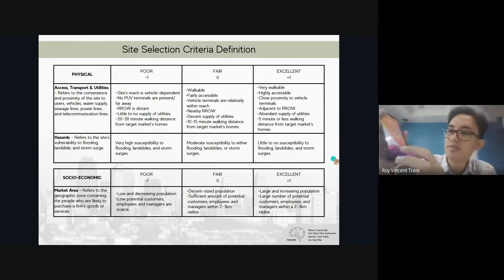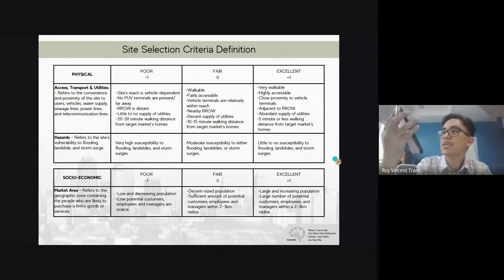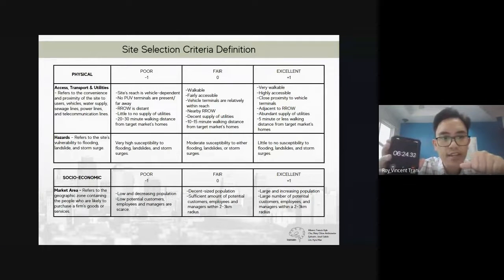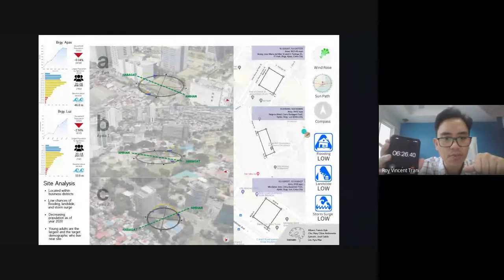Oh, my phone froze. Okay, that's 6 minutes and 20 seconds. So next slide. The other slides are fine. I don't think there's any problem with that.